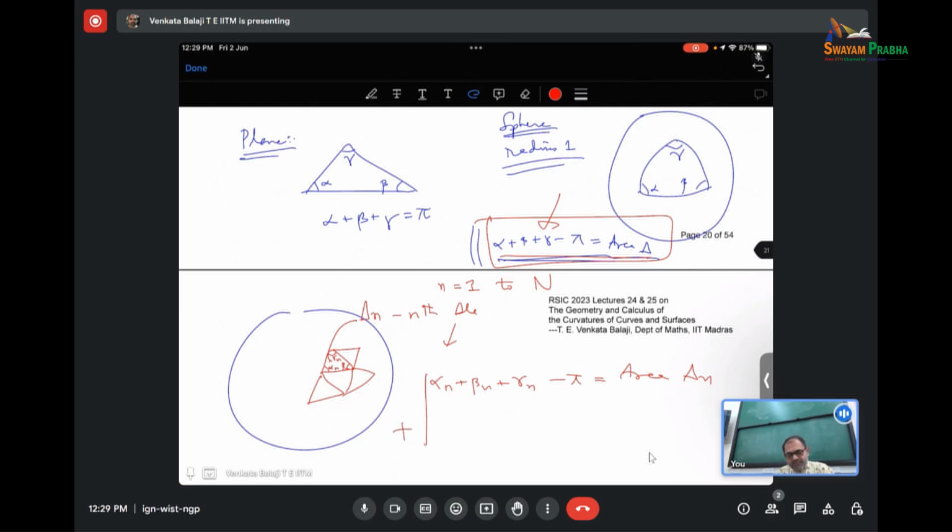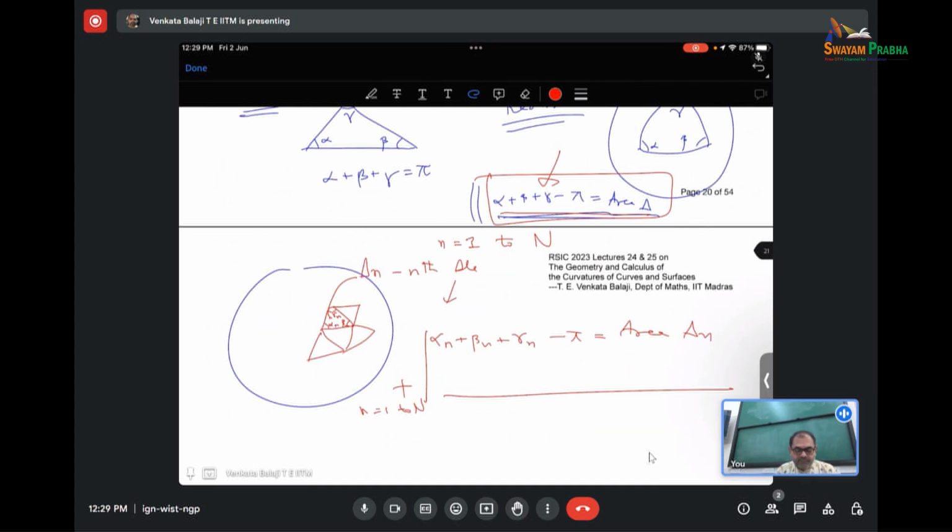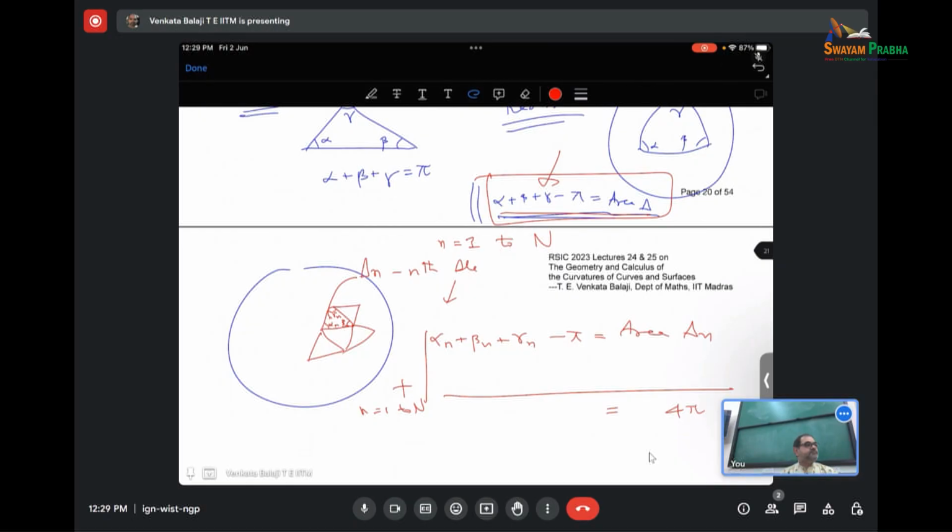Now what you do is that you add all these guys from n equal to 1 to capital N. If you add all these guys, what are you going to get? If you add all the areas, it's going to cover the whole area of the sphere. So I'm going to get 4 pi, because the area of the sphere is 4 pi r squared, and r is 1. And there are pi of these, and how many triangles are there? There are N, so I'll get pi minus pi times N.